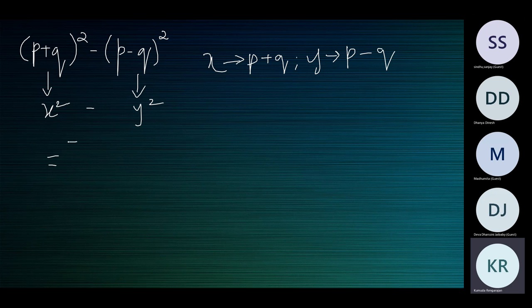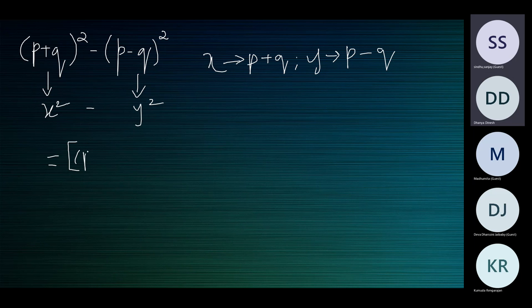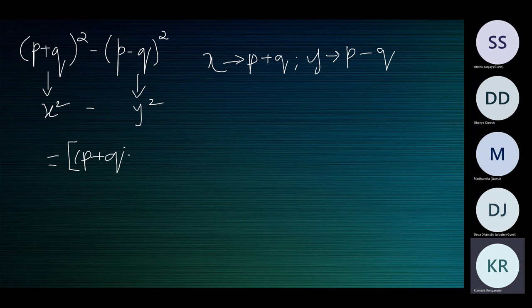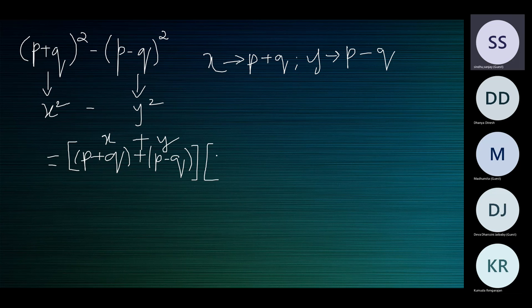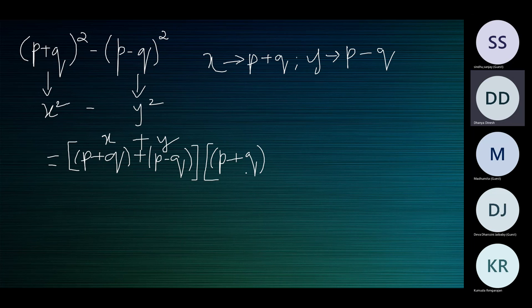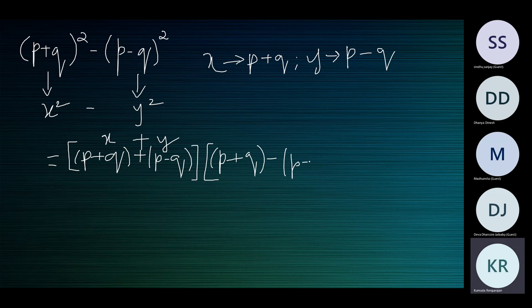So x, what is x? P plus q, ma'am. X plus y. P minus q, ma'am. So what is this? This is nothing but x plus y into p minus q plus p plus q, ma'am. So this is x minus y. X plus y into x minus y.